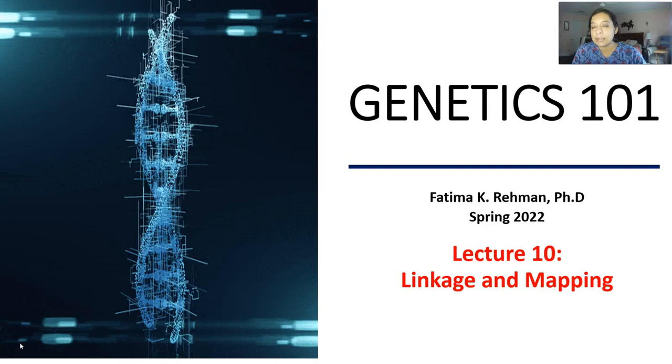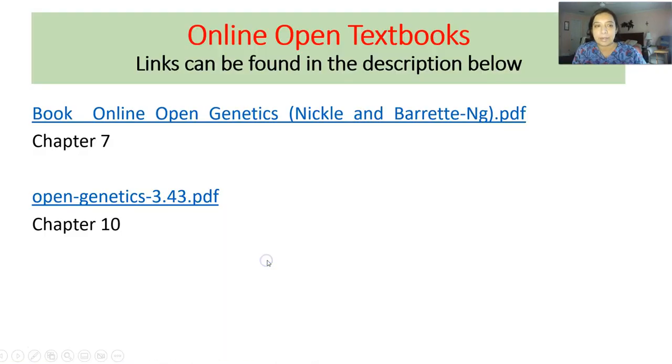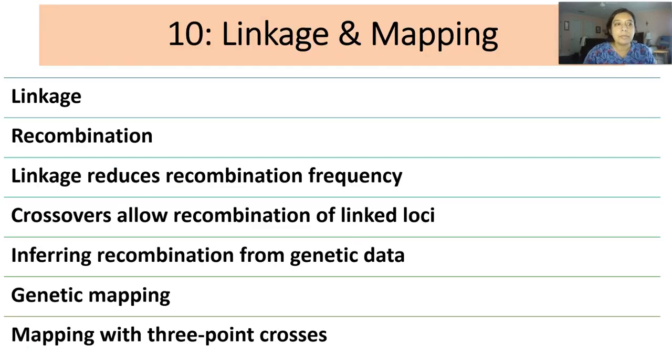But here we are. This is the 10th lecture in the genetics series. This is going to be about linkage and mapping, the fun stuff of genetics. It's going to cover chapter 7 in the online Open Genetics Nickel and Barrett book, and in the other text that I have available for you through Open Genetics, it's in chapter 10 of that one. You can find the links in the information section below.